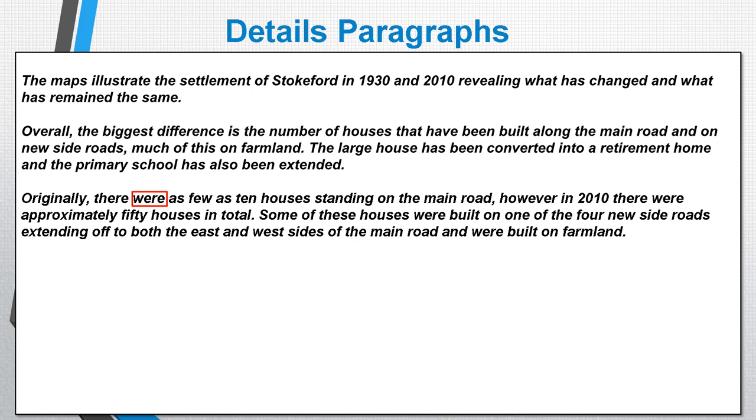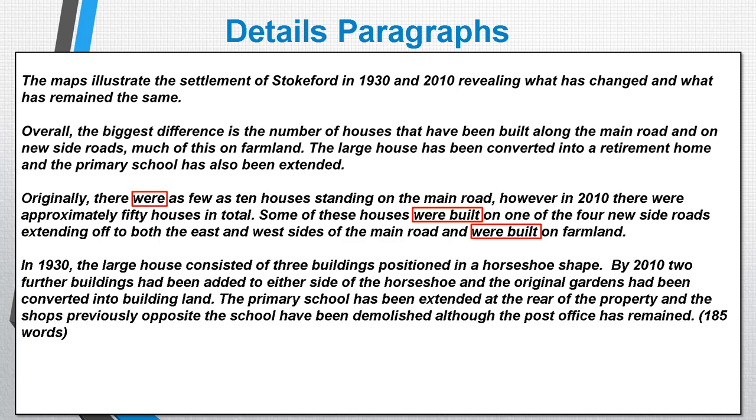That paragraph is written completely in past simple, as it's just describing a series of events, things that had happened during the course of those years between 1930 and 2010. So that's in past simple. See if you can spot what tense the final details paragraph is written in.